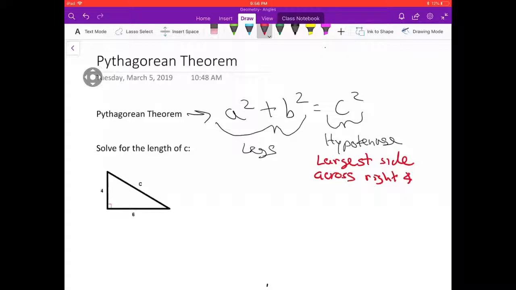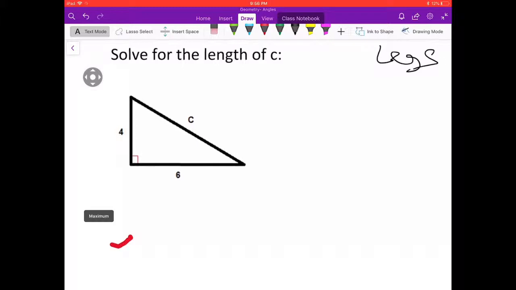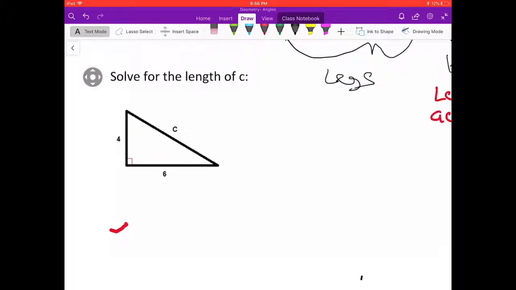So let's jump right into the first example that we're going to do. In this triangle here, we're going to solve for the length of c. Now, I'm given 4, I'm given 6, I'm looking for c, and I have a right triangle. So that tells me I'm going to use my Pythagorean Theorem. Since I know that, I would start by writing out my formula: a squared plus b squared equals c squared.